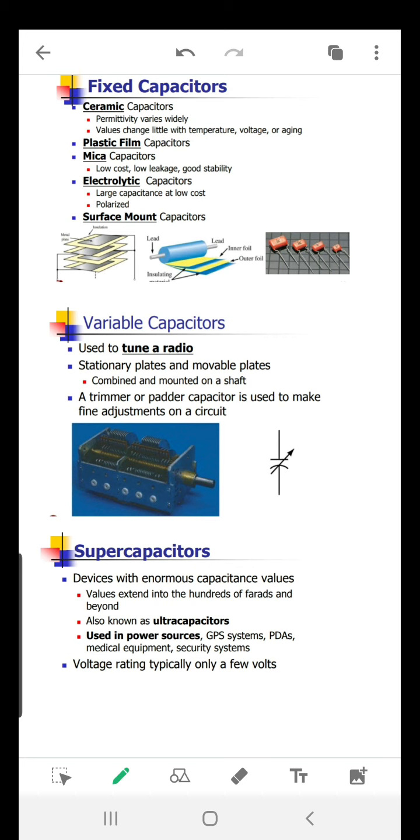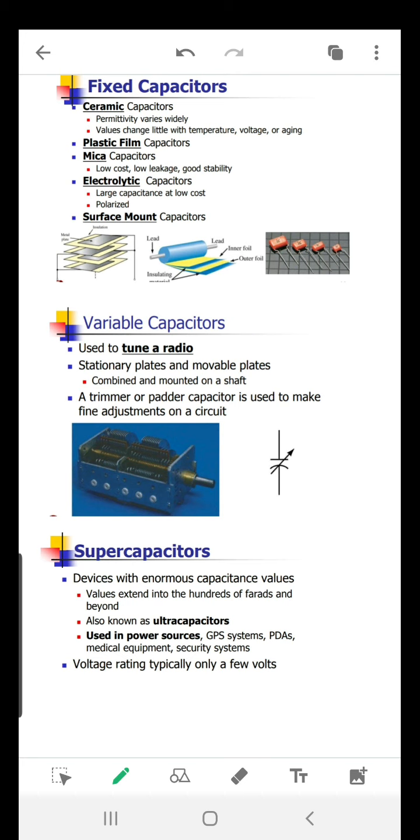Then we come to the supercapacitors. The supercapacitors are also known as ultra capacitors. Their values can extend up to hundreds of farads and more. These are used in GPS antennas, some medical equipment, some security systems, and also as some power sources. And the voltage rating is typically in some volts.